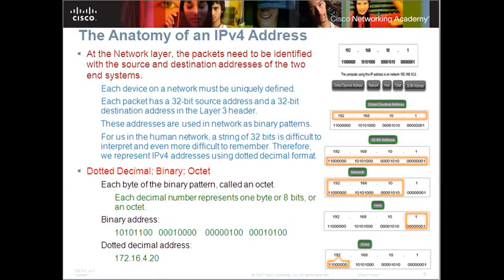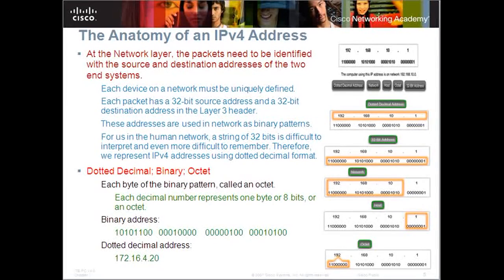So host A will be having a 32-bit source address and host B will be having a 32-bit destination address, and we'll be using a layer 3 header, which is nothing but the IP header. So we have the IPv4 header as well as the IPv6 header. We are discussing the IPv4 header.